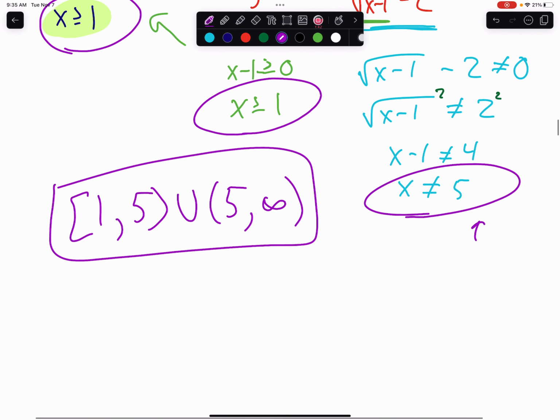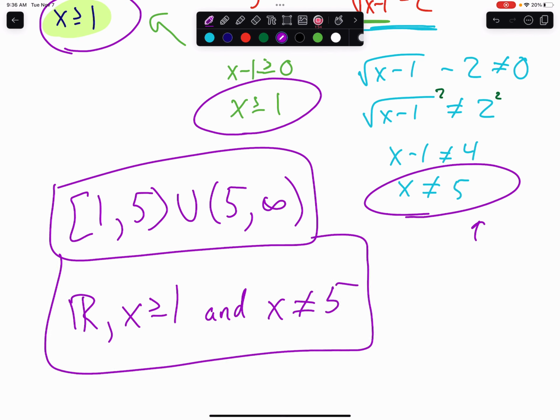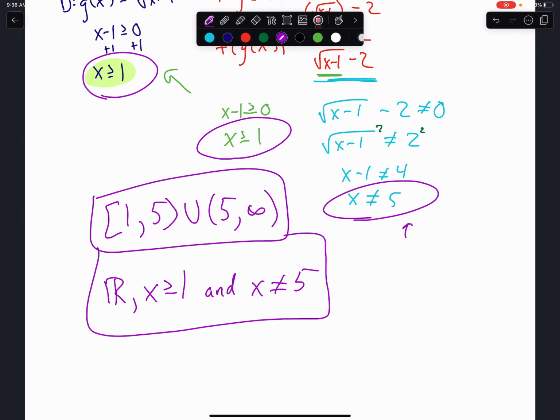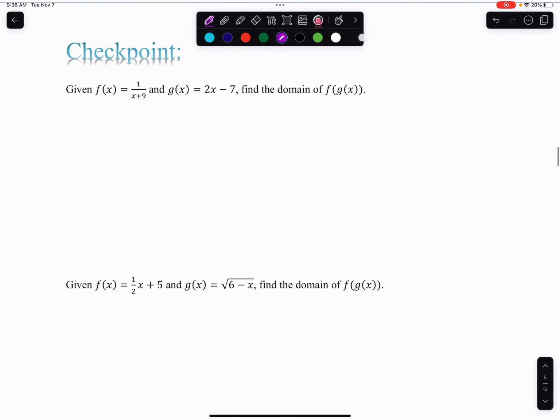Another way you could write this is all real numbers, where x is greater than or equal to 1, and x is not equal to 5. You could write that too. There's a lot of different ways you can write this. So that's it. There's the checkpoint.